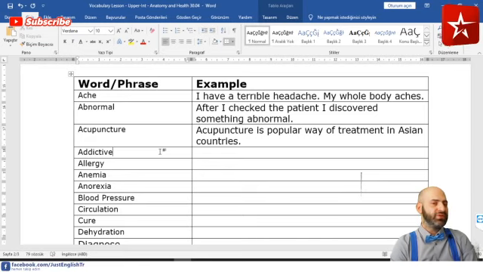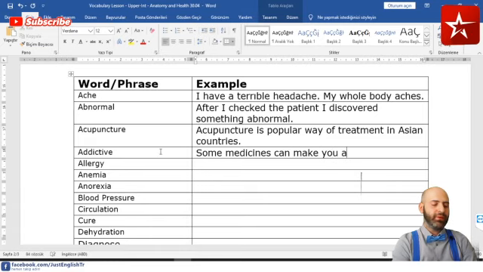Addictive. So if you use the medicine, you become accustomed to this medicine and you become dependent on the medicine. You can't stop the medicine because when you stop, you feel like something is wrong with you. So some medicines can make you addictive to them.